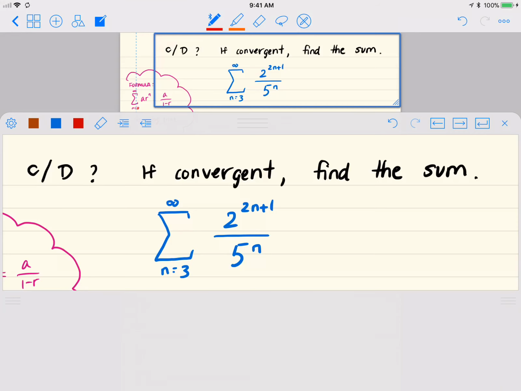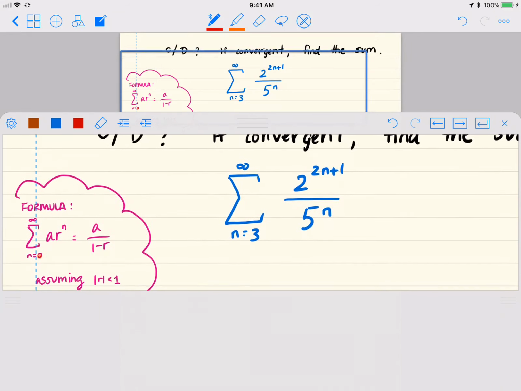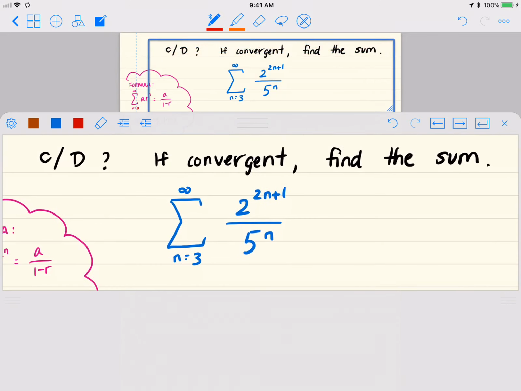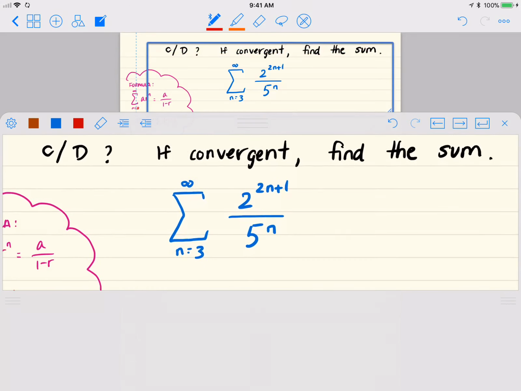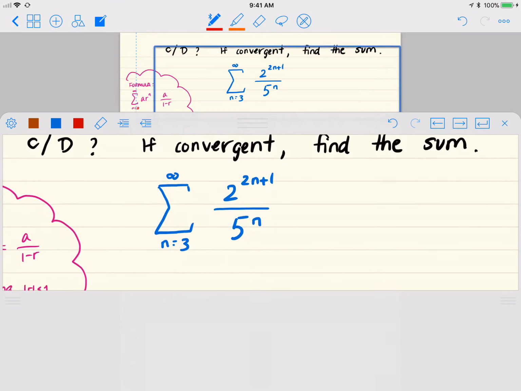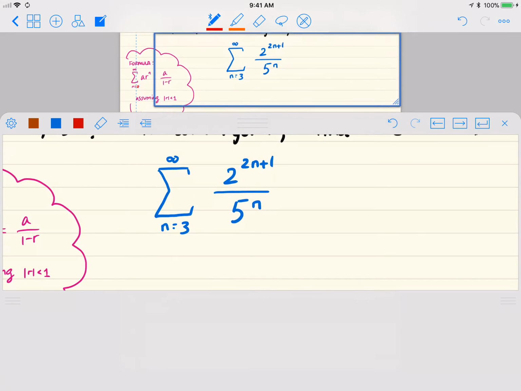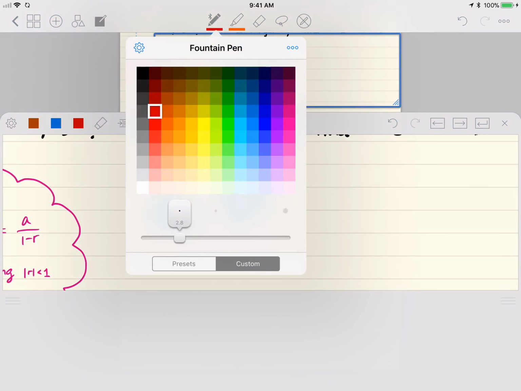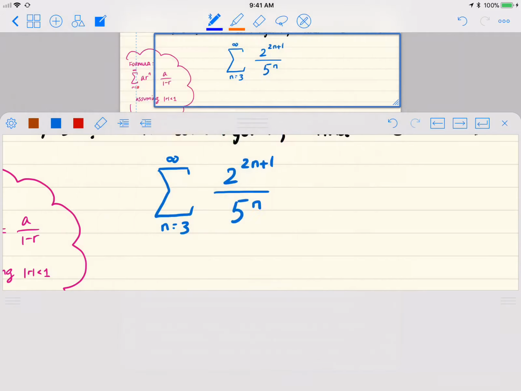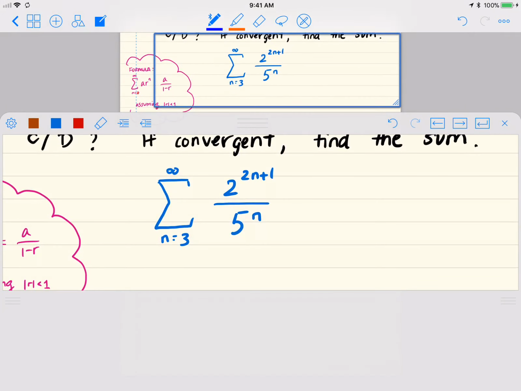Okay, I'm going to get started. I've still got the same motivation, the same goal, which is to determine if the series converges or diverges. It is a geometric series, and I need to rewrite my series so that I can figure out A and R. Now, this time N is starting at 3, so let me just kind of jump in. I'm going a little faster because we've done several examples like this.